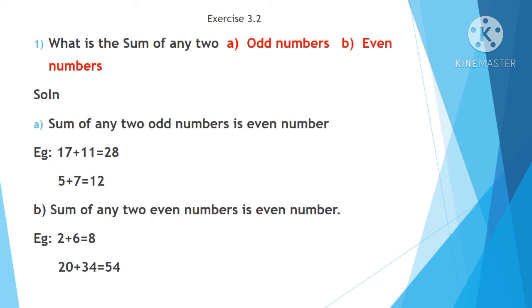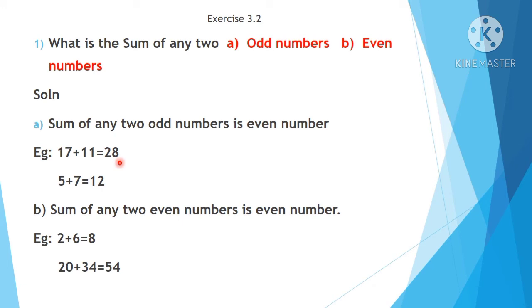7 plus 1, 8. 1 plus 1, 2. So I am getting the answer 28. 17 plus 11 is 28. Is 28 an even number or an odd number, children? What is in the ones place? In the ones place, we have the digit 8. So it ends with 8, right? So it's an even number. So 28 is an even number. Then you check another odd number pair. I am taking 5, an odd number, and 7. Then I add 5 plus 7 and get the answer 12.